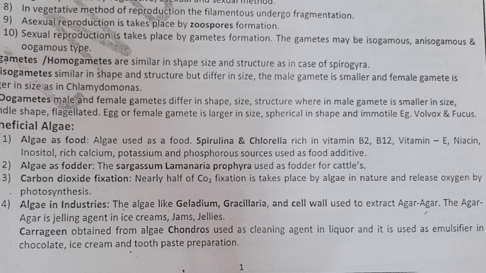Those are spirulina and chlorella, which are rich in vitamin B2, B12, vitamin E, niacin, inositol, and rich in calcium, potassium, phosphorus, sources used as a food additive.